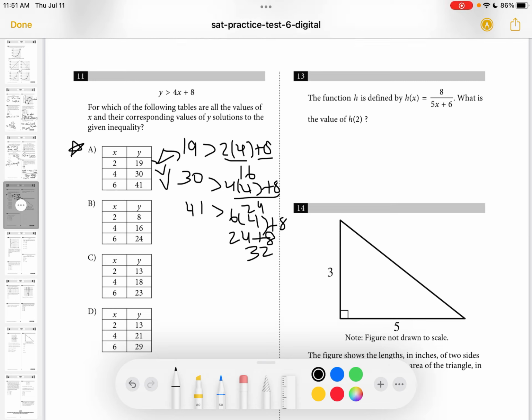Let's look at the other ones. This one is telling us 8 is greater than 4 times 2 plus 8. 8 is not greater than 16. Next one. 13 is greater than 4 times 2 plus 8. 13 is not greater than 16, again. And again, we just checked the same first value as in table C, and it was wrong. So A is our only answer.